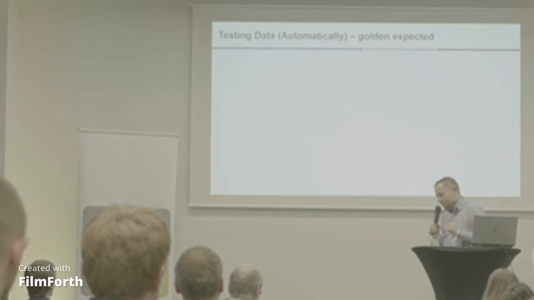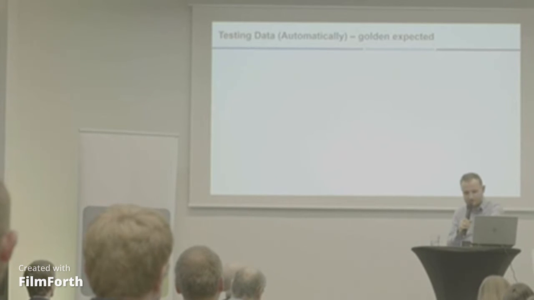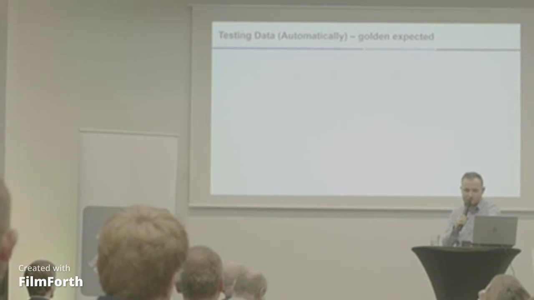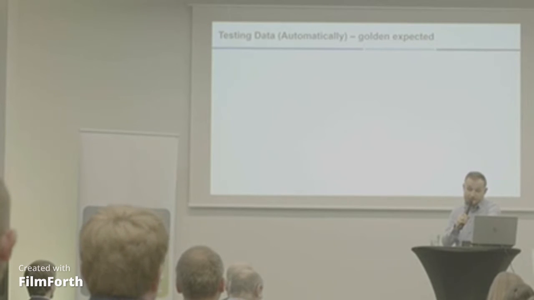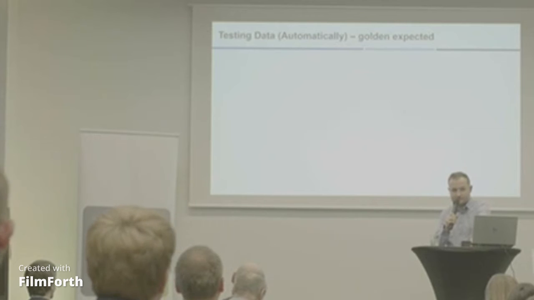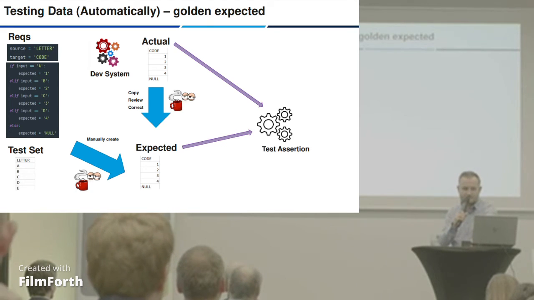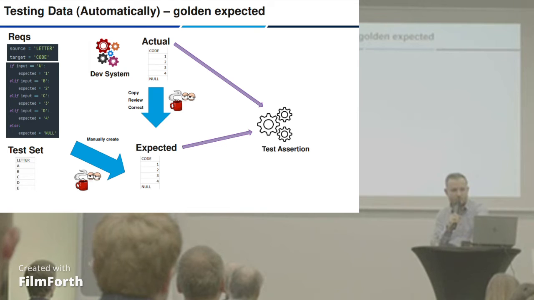Okay. Testing data automatically, I think that it's a better solution, because it's very cool to automate these comparisons. So the first approach, golden expected: requirements exactly the same, test set is exactly the same. The system, we just run on this test set. We've got the target code values.